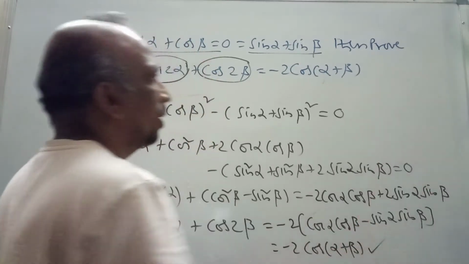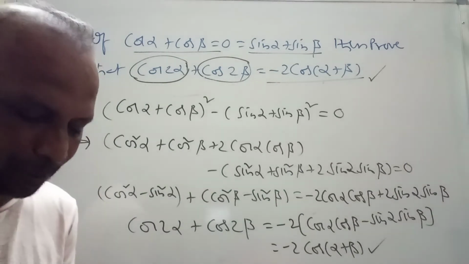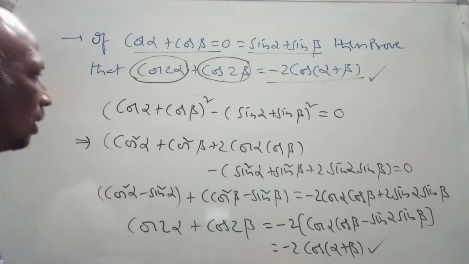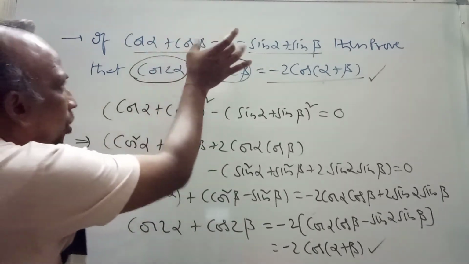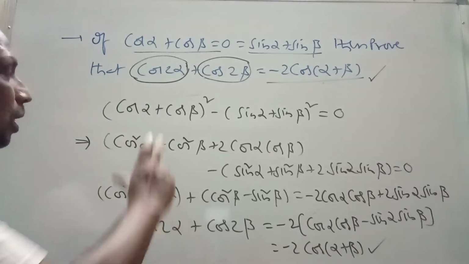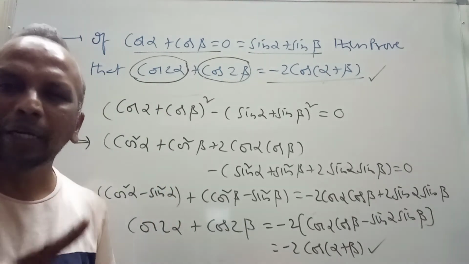So that is the required result. Minus 2 cos of alpha plus beta is the required result, correct? They have given cos alpha plus cos beta equal to 0, which is equal to sin alpha plus sin beta. Now they are asking to prove cos 2 alpha plus cos 2 beta equal to minus 2 cos of alpha plus beta.